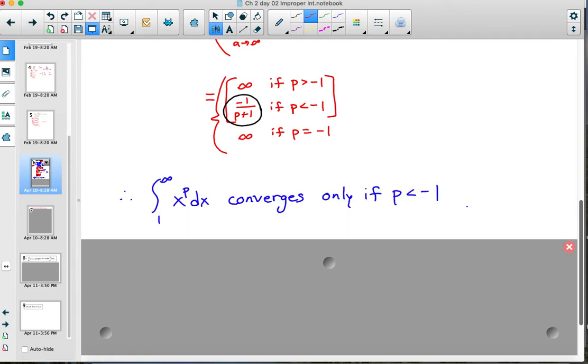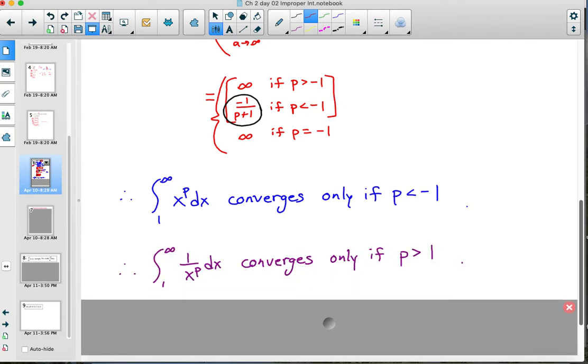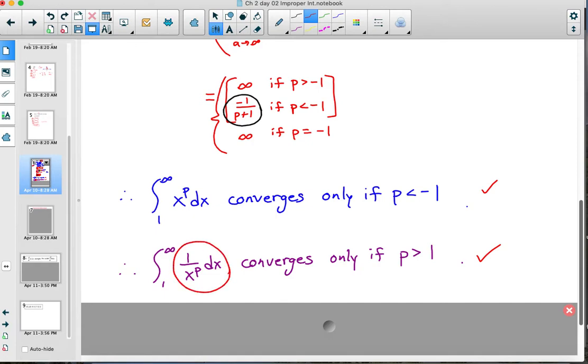Our integral from 1 to infinity of x to the p dx will converge only if p is less than negative 1. Another way of thinking about this, instead of x to the p power, we could think of it as 1 over x to the p power, and in that case, it'll converge only if p is greater than positive 1. Some books will show it in this form, and other books in that form. As you get into studying power series and Maclaurin and Taylor series, this is probably the form you'll see more often. So that's the one I'll talk about in our examples.